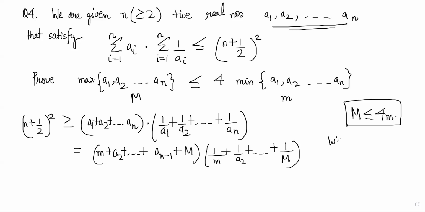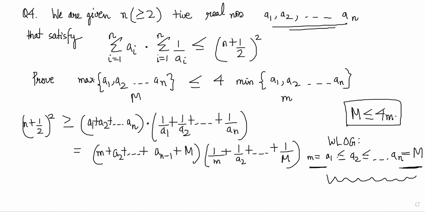I have assumed without loss of generality that a1 is less than or equal to a2 less than or equal to an. An becomes our greatest term and a1 becomes our least term. So if the numbers are not properly ordered, you can relabel the numbers so that they are in ascending order. This is not assuming anything new. We just relabel the numbers, and let's assume for now that a1 is the smallest element, so that is m, and an is capital M.